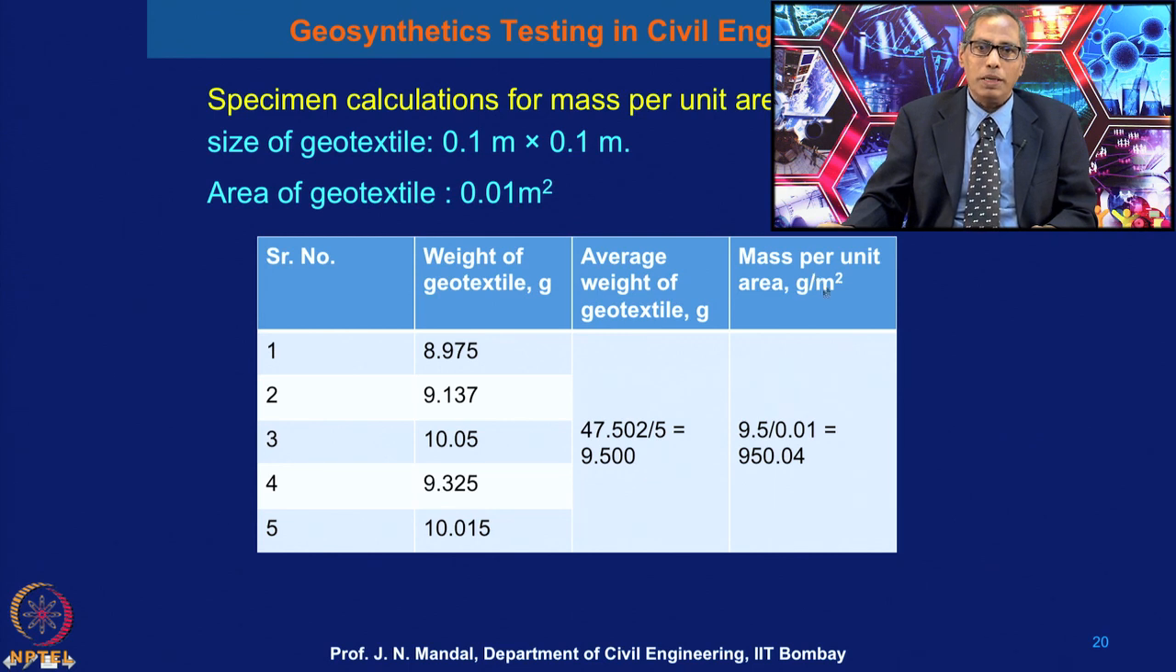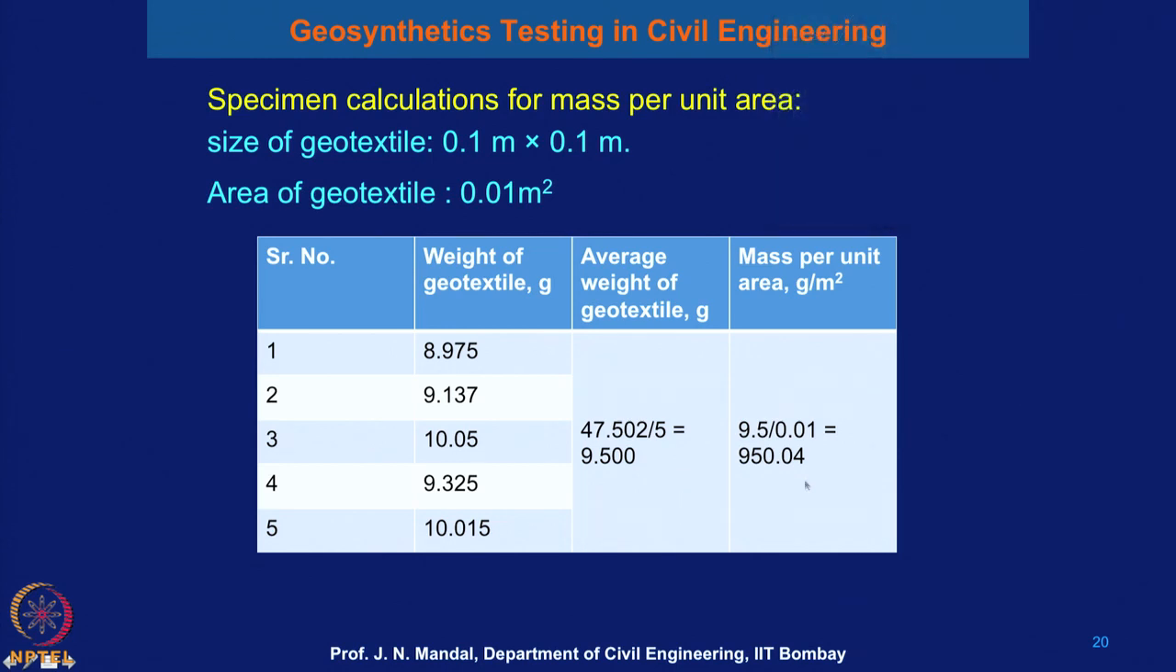So, mass per unit area in gram per meter square will be 950.04 gram per meter square. So, the mass per unit area of the geotextile is 950 gram per meter square, and gram per meter square is the unit for the mass per unit area of geosynthetic material.